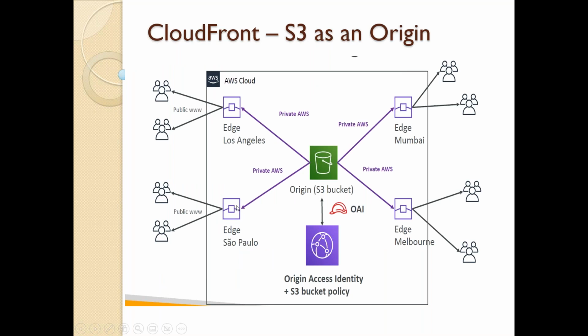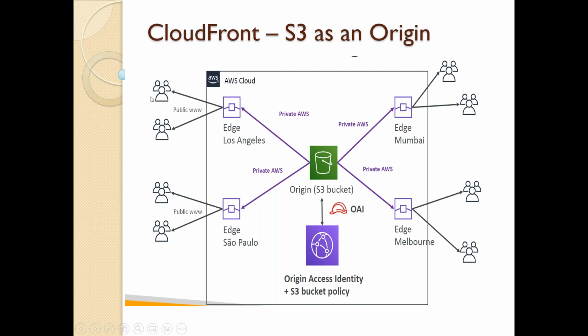And this is how it will work. So you have your S3 bucket origin, and you have the S3 bucket policy plus your OAI attached. And whenever a user, say from outside, comes to Los Angeles, for example, what will happen? Using CloudFront, all the content will be pushed to the edge location of Los Angeles, and this user will access it from here.